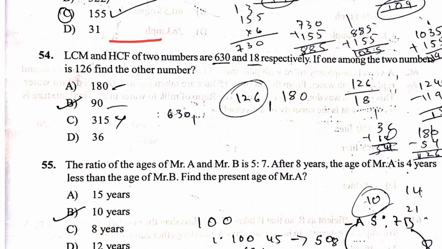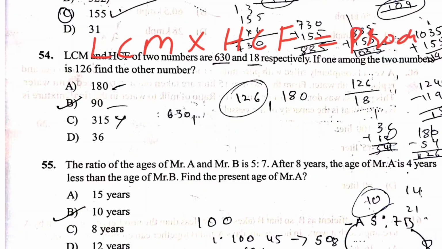Next question is, the LCM and HCF of two numbers are 630 and 18 respectively. If one among the two numbers is 126, find the other number. Options are being given. We need to find out the correct option. So it is pretty simple. We know that the LCM times the HCF of two numbers is equal to the product of the two numbers.